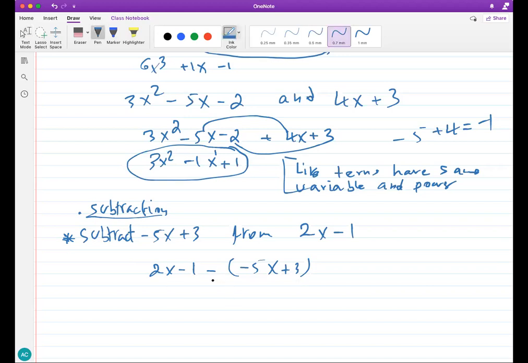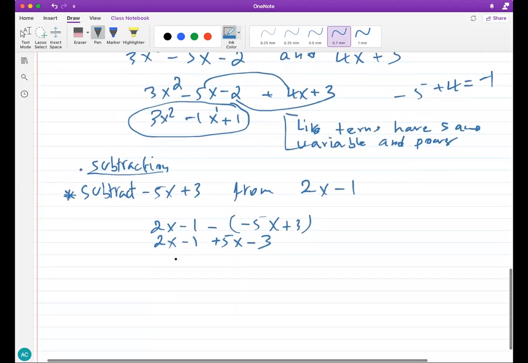To multiply the sign? Okay. Change the negatives into a positive, because when two negatives collide, distribute. Exactly. So we distribute first, it'll be 2x minus 1 plus 5x and negative, and negative 3. That's right. So negative, negative, positive. Negative, positive is negative.